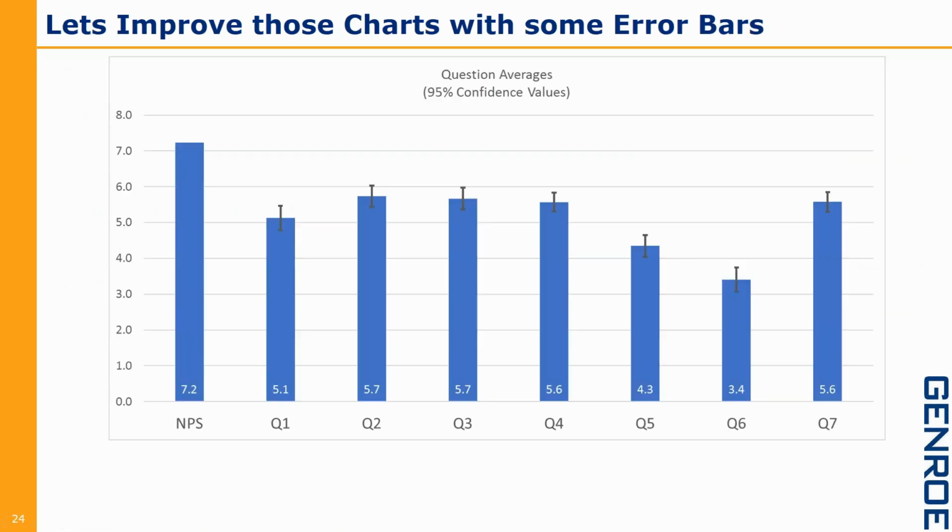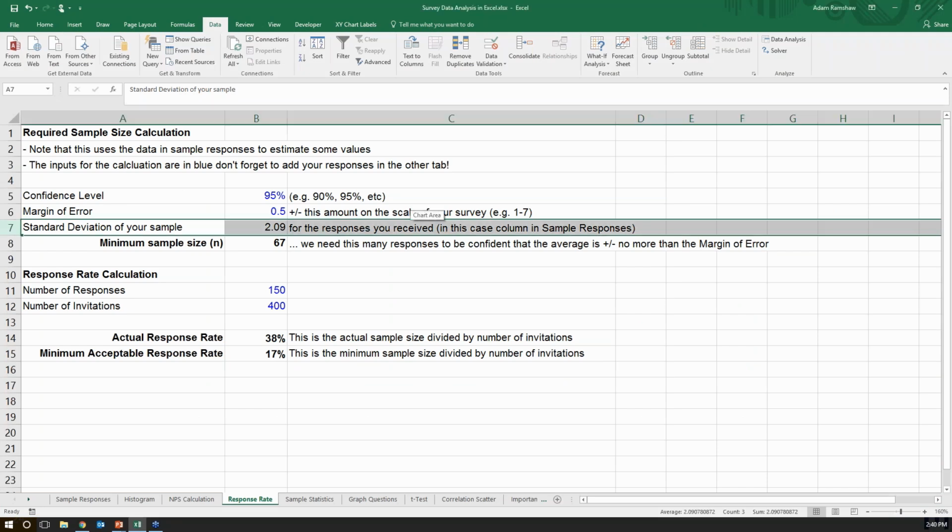So now we've got that. Let's improve those charts that we had earlier, and let's put some error bars on top of them so that they mean a little bit more, and we can make it a bit more useful to people looking at the charts. So immediately you look at this chart and go, okay, question 2 is about 5.7 plus or minus about a half. Okay, so I have a much better idea now of what that score is. I don't look at it and say, well, it's 5.733.